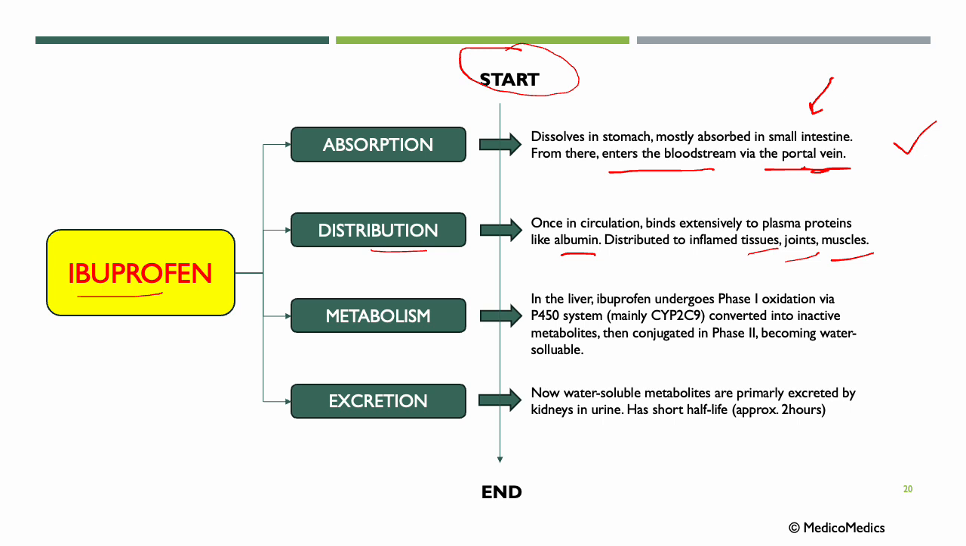Afterwards, in the liver, ibuprofen undergoes phase 1 oxidation via the P450 system, mainly CYP2C9. This will convert it into inactive metabolites. These metabolites then are conjugated in phase 2, making them water-soluble. And so now the water-soluble metabolites are then primarily excreted by the kidneys in urine.